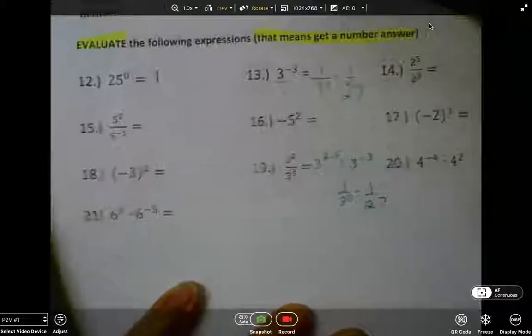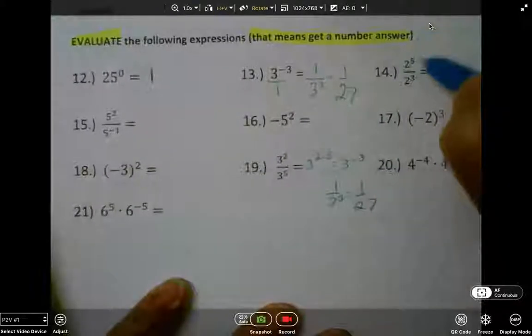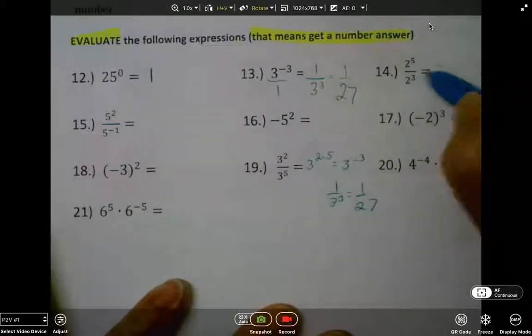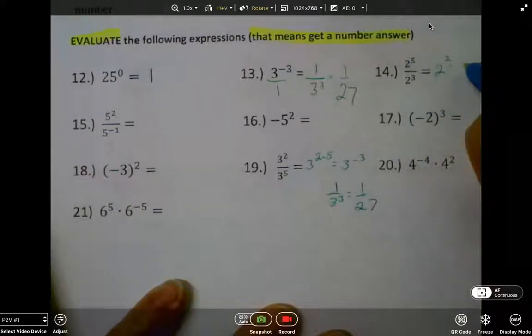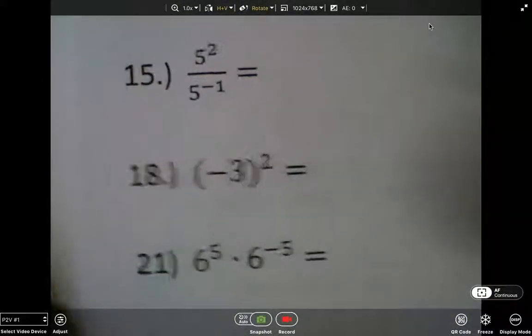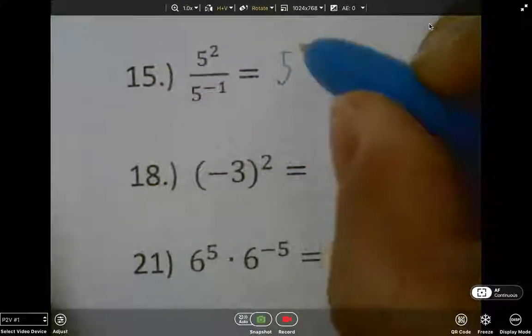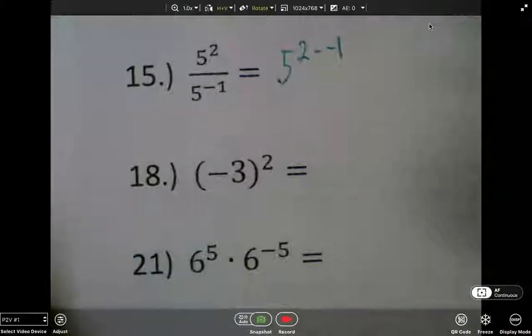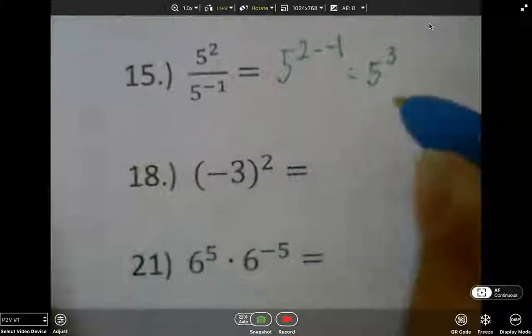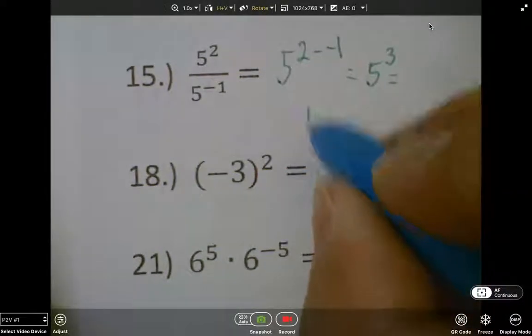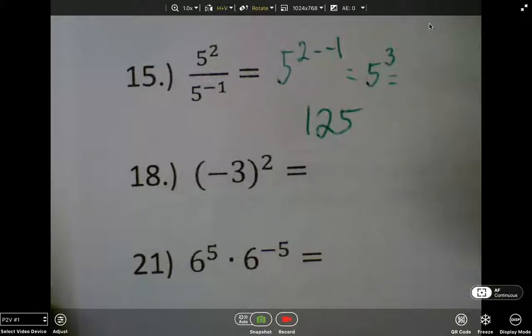Moving on to 14, sticking with the quotient rule. Keep the base. Again, we're going to subtract these, so 5 minus 3 is 2. And finish that all the way through is actually equal to 4. Moving on here to number 15. Here we're going to subtract the exponents again, so it's 2 minus -1, which is actually 5 to the 3rd power, which is 5 times 5 times 5, which is 125.